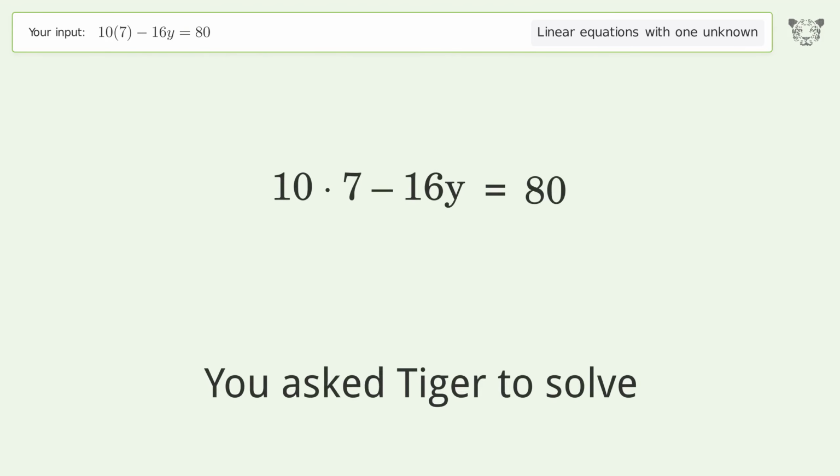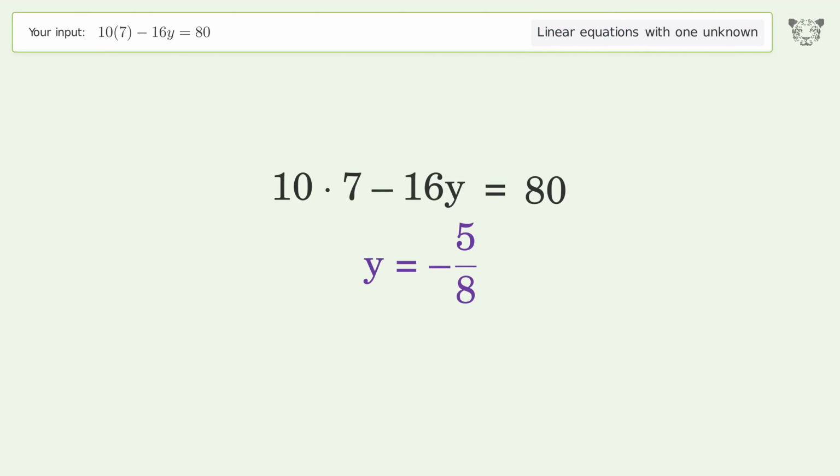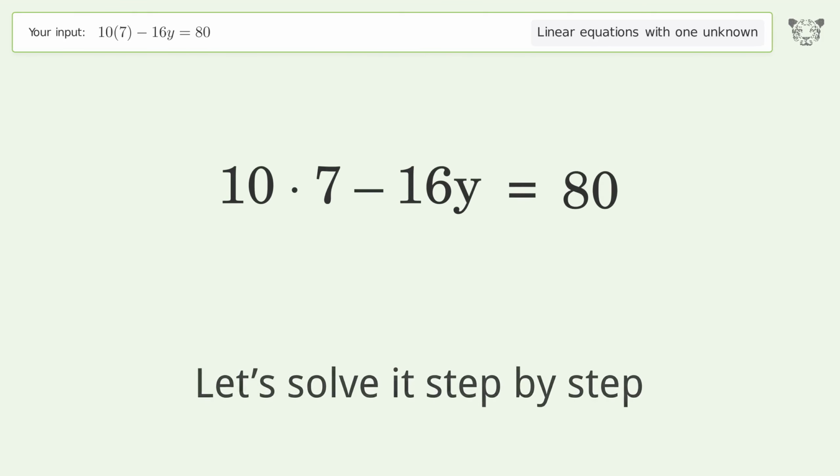You ask Tiger to solve. This deals with linear equations with one unknown. The final result is y equals -5/8. Let's solve it step by step.